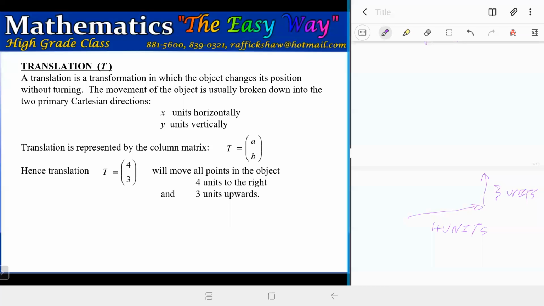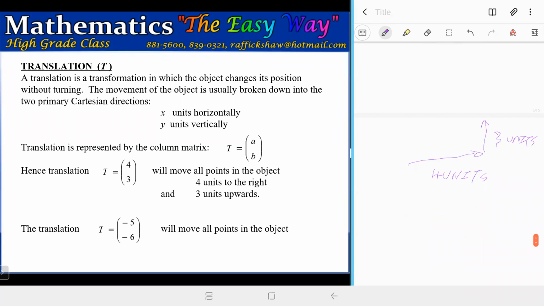Suppose the values are negative. What does the negative mean? A translation, for example, that is t equals (-5, -6). The -5 means 5 units to the left, because you're moving in the negative x direction now. So the -5 would mean 5 units this way.